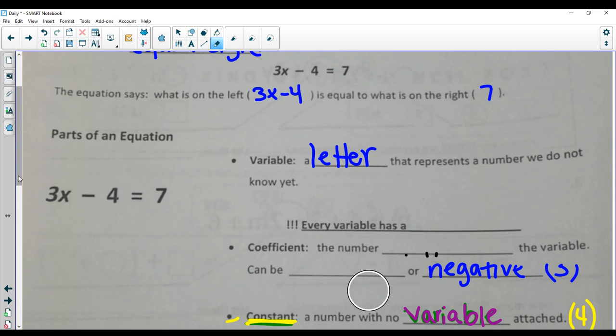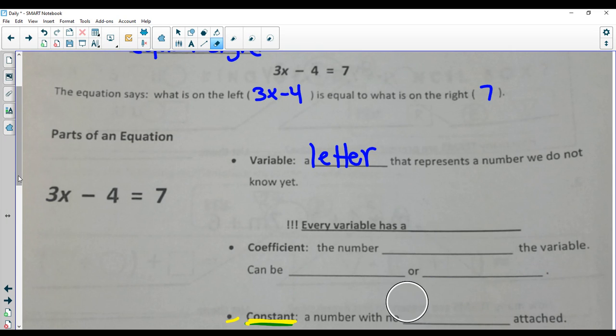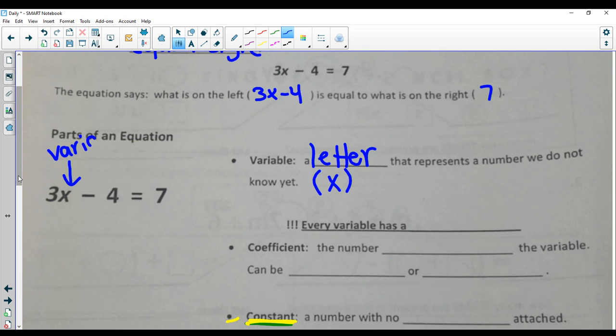So in this problem, which is the variable? The x. So I would write x right here so that I would know that that's the variable. Or I would label it. I'd come over here and make an arrow and label that this is the variable. Every variable has a value. It equals something. We don't know what that something is, but it equals something.